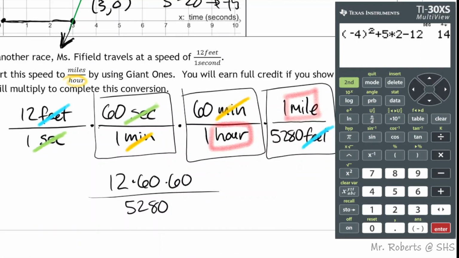So if I'm looking at this calculator, I'm going to go ahead and grab a fraction. Why not? Looks clean. 12 times 60 times 60. Okay. And then in my denominator, I'm going to place 5280. There we go. 12 times 60 times 60 over 5280. And I get 90 over 11. So this is the same as 90 miles per 11 hours.